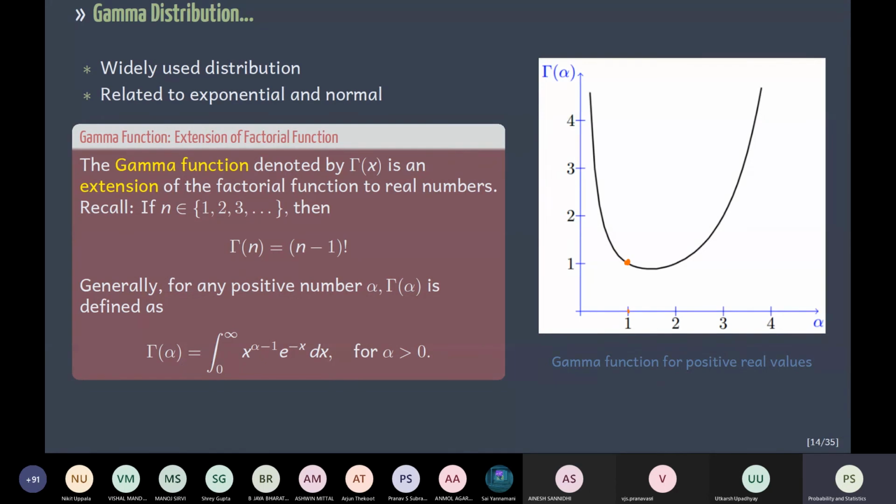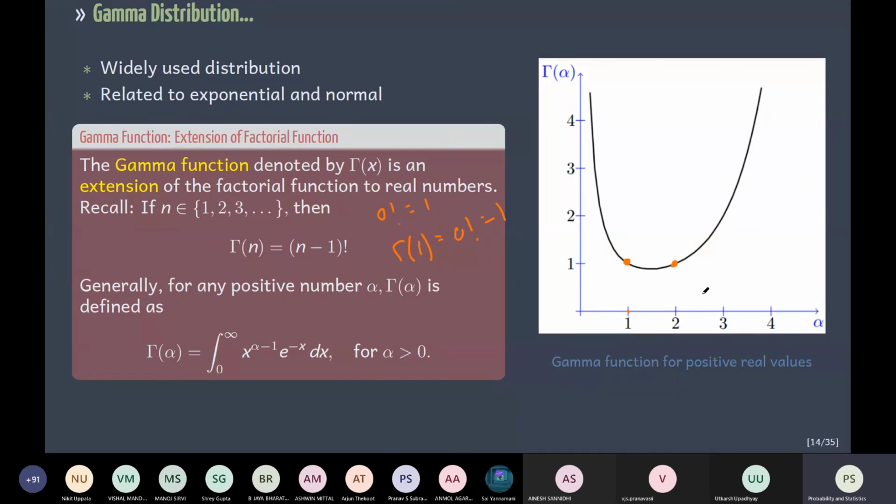I think by definition, gamma at 1 is defined to be 0 factorial, which is what? 1, right? So gamma of 1 is actually 0 factorial, which is 1. That is set to be 1 here, and gamma of 2 will be 1 factorial, which is still 1.